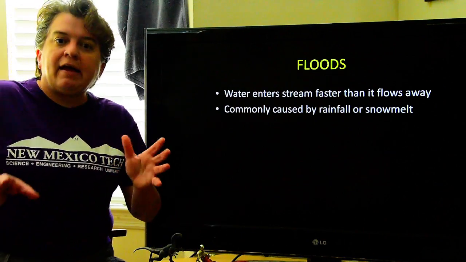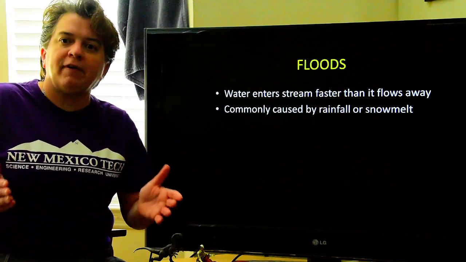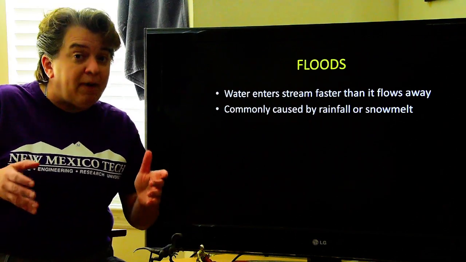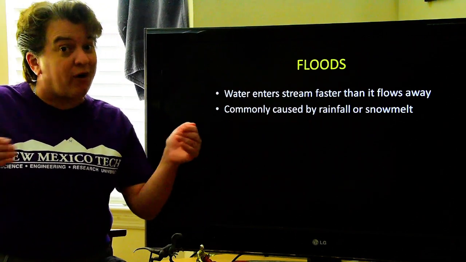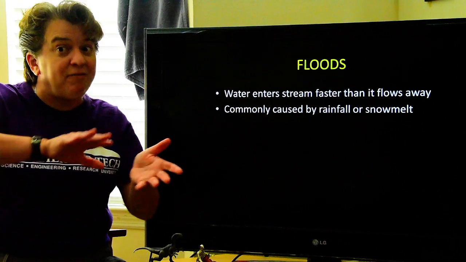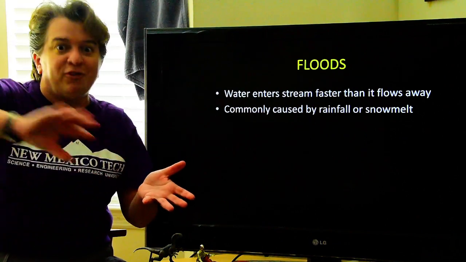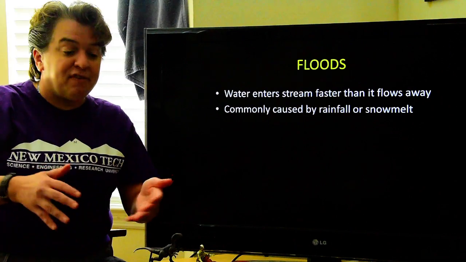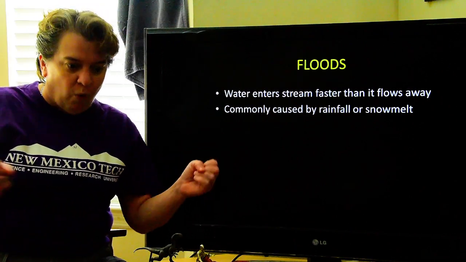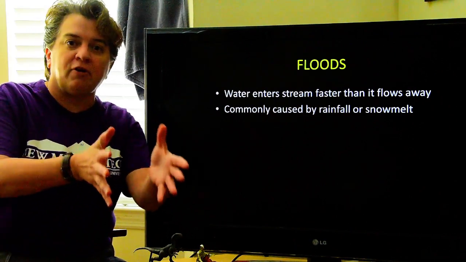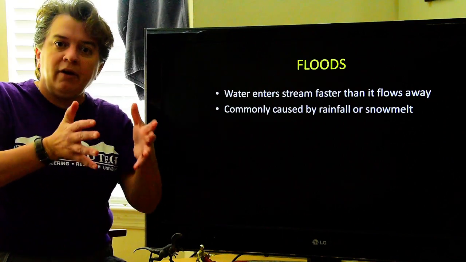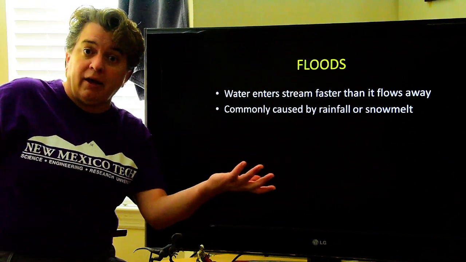I always liken a flood to a traffic jam. You know why you get really bad traffic on I-45? Because more cars want to enter I-45 than can fit and safely drive away. And the same thing happens in a flood. More water wants to enter the stream than the stream can hold, and so you end up getting a flood happening.